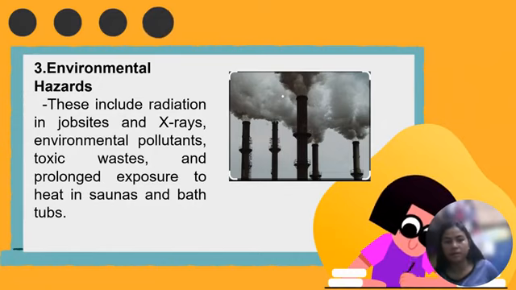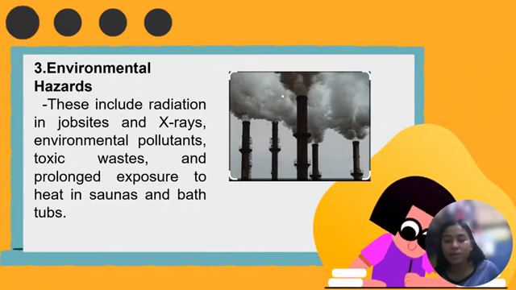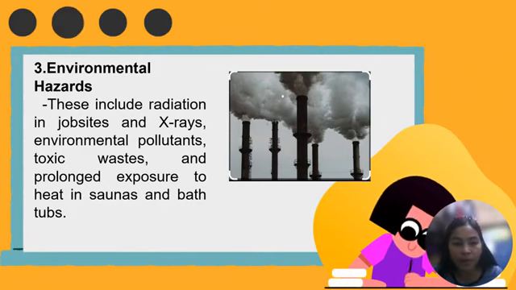So environmental hazards include radiation in job sites and X-rays, environmental pollutants, toxic wastes, and prolonged exposure to heat in saunas and bathtubs. Environmental hazards refer to substances or conditions in the environment that can pose a risk to human health, ecosystems, or property. These hazards can be natural, like earthquakes or floods, or human-made, such as pollution, toxic chemicals, or industrial waste. So this example of environmental hazards is pollution.